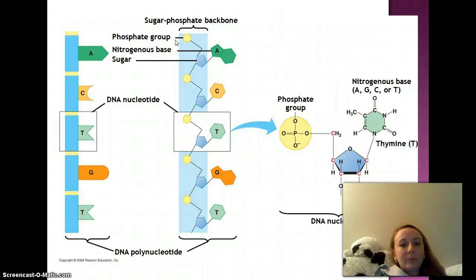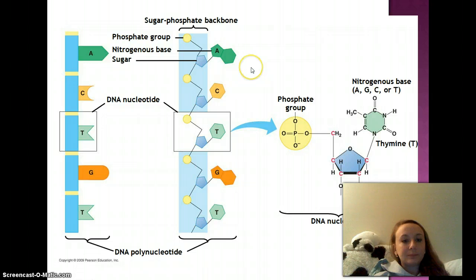Okay, so here's DNA. It's stretched out to lay flat for the picture. Okay, so here's our DNA nucleotides. Our sugar phosphate backbone. Each one of these is representative of a sugar. So we have our sugar backbone. These little yellows represent phosphate groups. And then we have our nitrogenous base. So we have this A, C, T, and G, which are all nitrogenous bases.